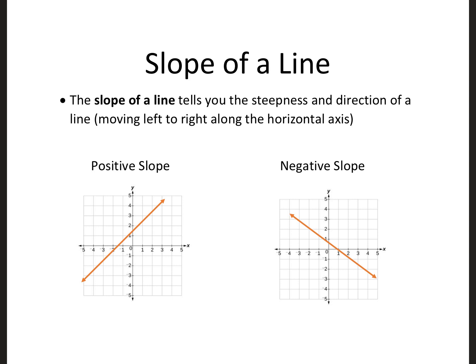If you consider the example on the left, if we begin at a given point and move to the right, you'll see that the line rises. Versus the example on the right, if we pick a given point and move to the right, you'll see that the vertical height decreases. This indicates a negative slope.